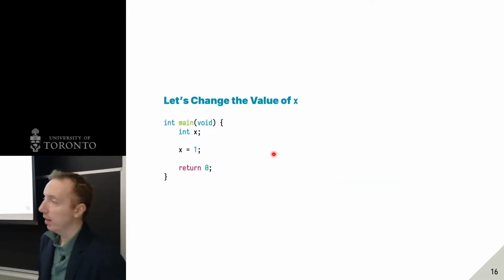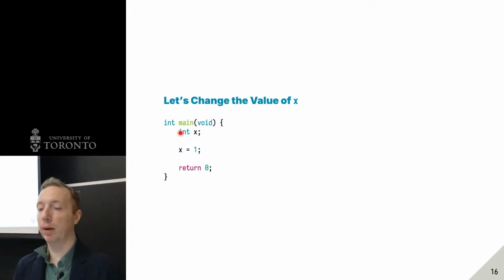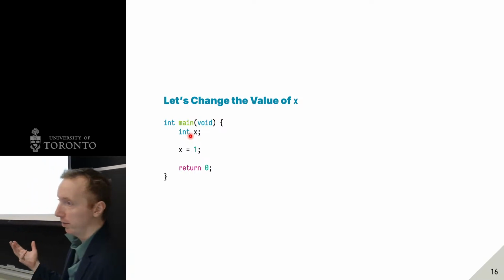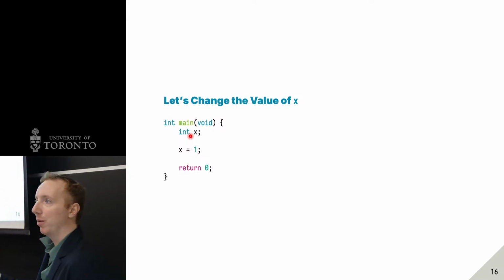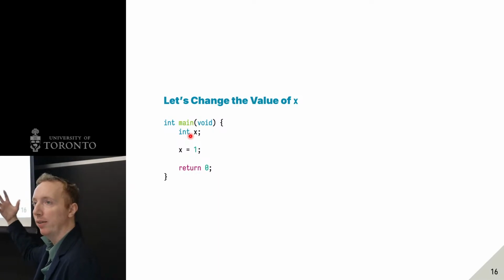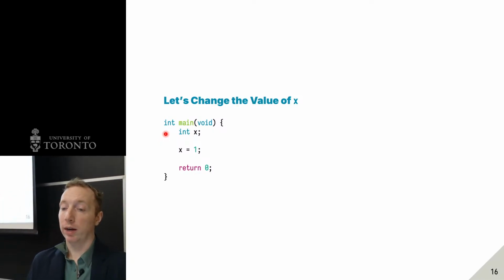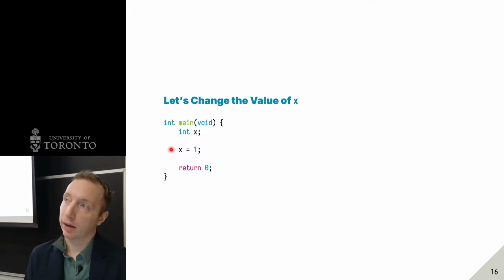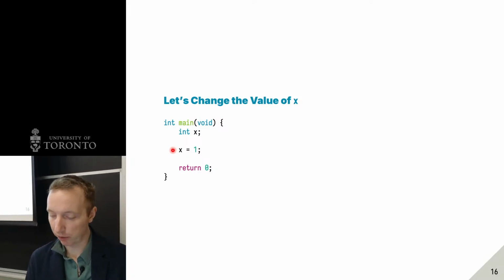So if we wanted to change the value of X, well, we have to do int X. That is to declare a variable called X. If you're coming from other languages, this might be weird because, well, if you're coming from Python, you don't need to do this, but in C, you have to be really explicit about everything. So here I declare an int called X, and then in the next line, I can do something like X equals 1, and then return 0.